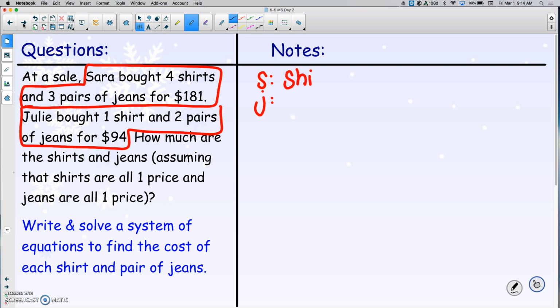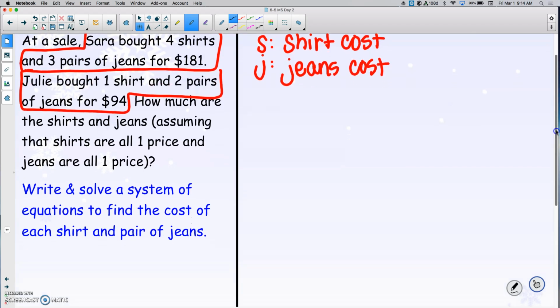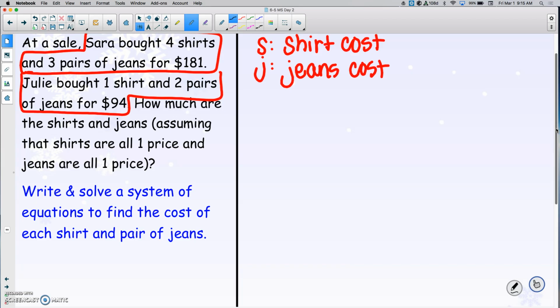So S can be my shirt cost. Again, you can pick any letters you want. J, jeans cost. And remember that each person, each purchase is going to be an equation. So Sarah got 4 shirts plus 3 pair of jeans for $181. Julie got 1 shirt plus 2 pair of jeans for $94.